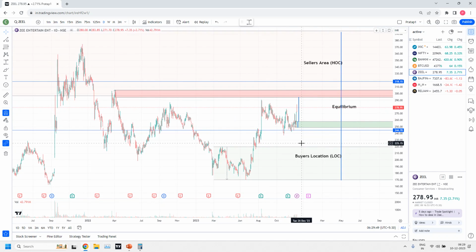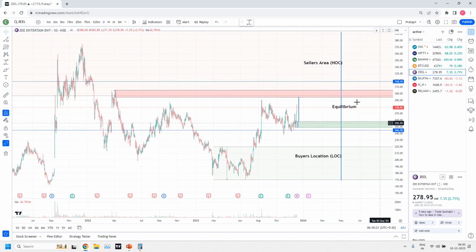Now let us do one more exercise. This time what we do, we will take HTF as weekly, ITF as daily, and LTF as 75 minutes, because we are reducing one time frame below. 75 minutes, one time frame higher is daily. For daily, one time frame higher is weekly.